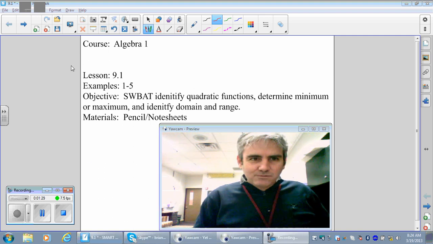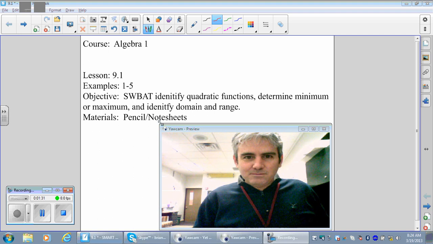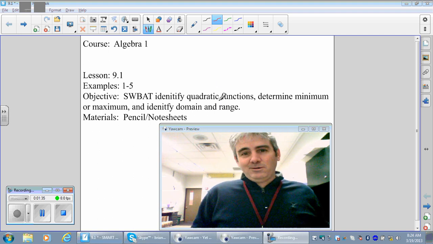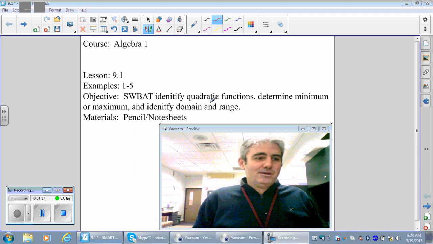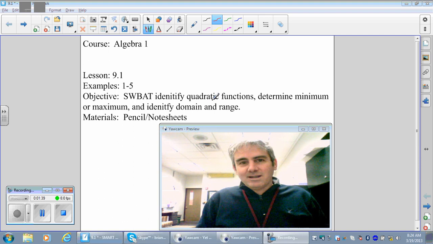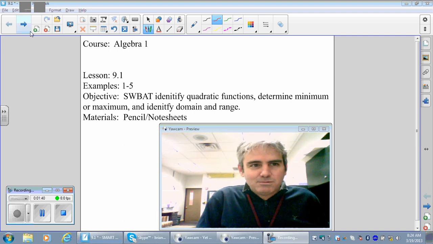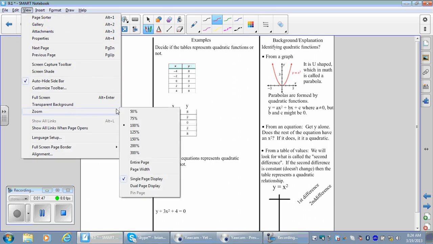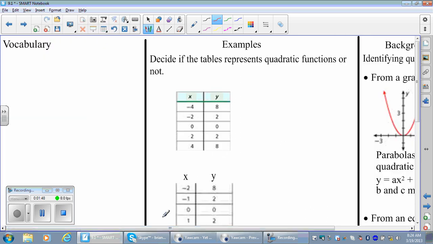So let's get to this first page here. Hopefully you've written down the objective. Our first thing we need to be able to do is, when am I working with a quadratic function? How do I know it's not a linear function? How do I recognize it as being a quadratic function? And that's where we start over here. I want to draw your attention to the background explanation area. I'm going to make it a little bigger over here.